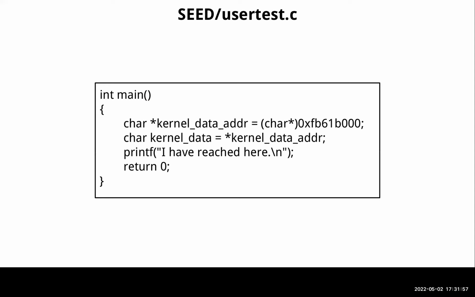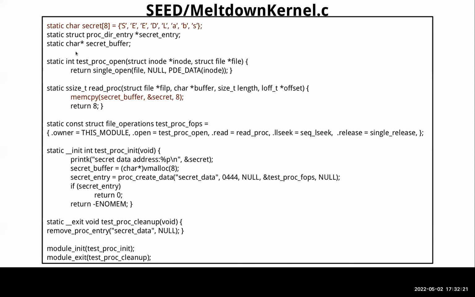Now let's say we already know the address of that secret. For example, FB61, that is the address of that secret. And this is our user code. The user code will have a pointer pointing to that address. Then we just dereference that. If this works, we should be able to get the character S, right? We're only getting one character, and that should be the S.